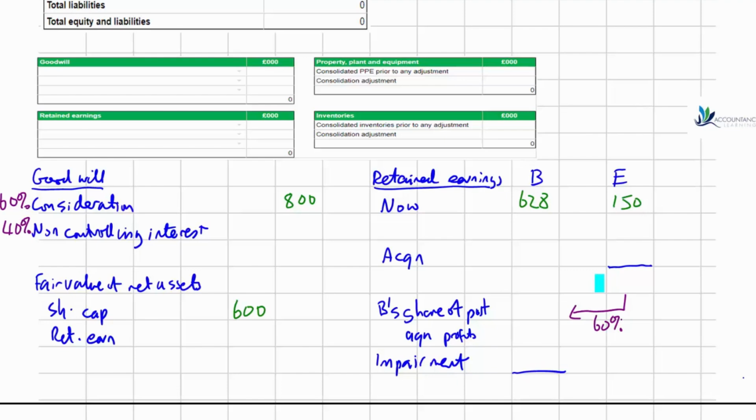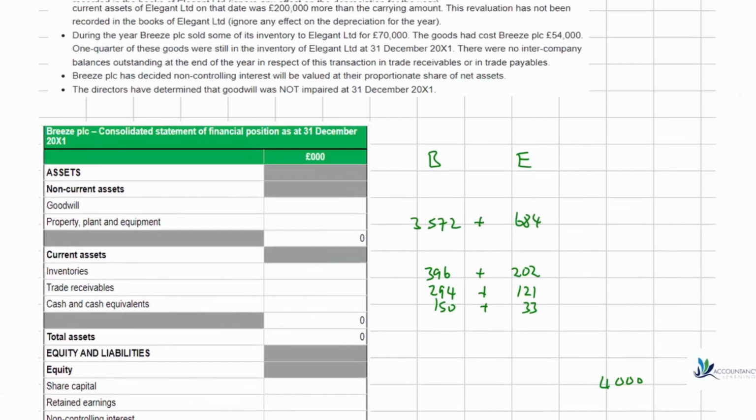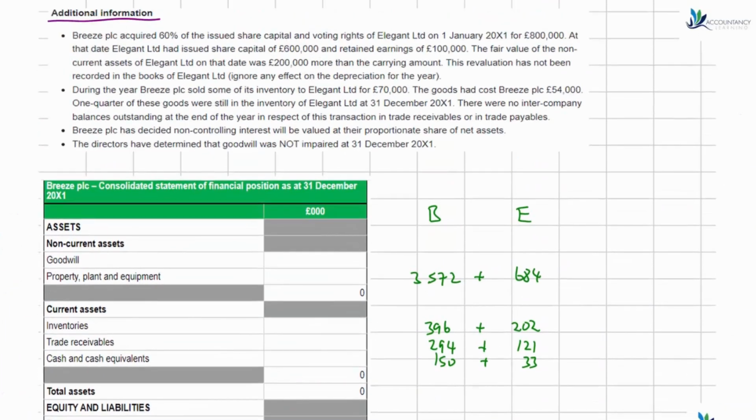Okay, so that's the 60%. Right, let's read on. So I've used that number now. I've put 60% twice in my answer. So we acquired 60% of the issued share capital and voting rights of Elegant on the 1st of January 20x1, some time ago, for 800,000. Well, that 800,000 we've used in our answer already, haven't we? That had already appeared in the statement of financial position of Breeze. So we don't need to use it again.